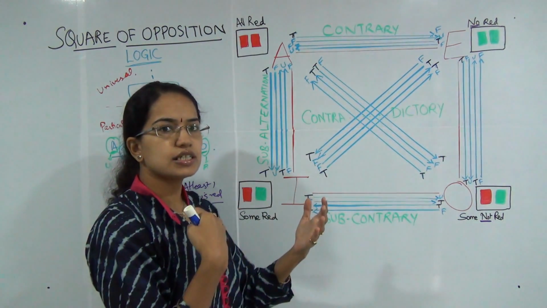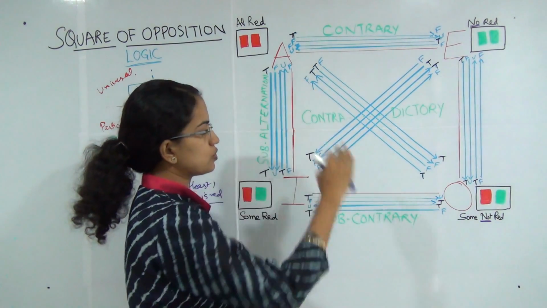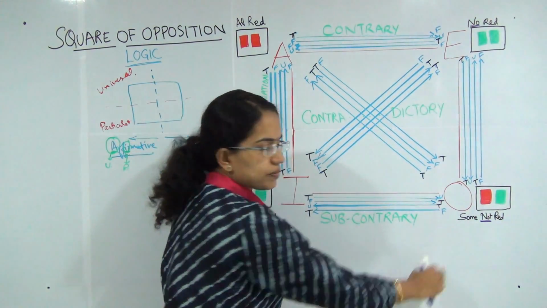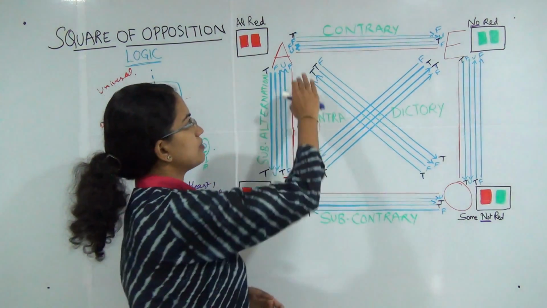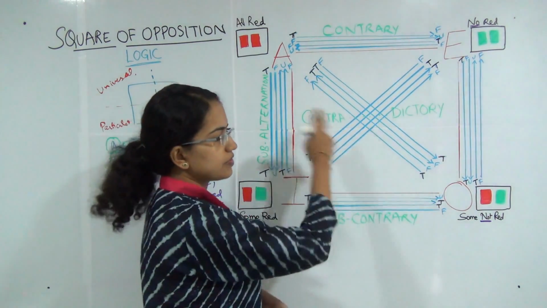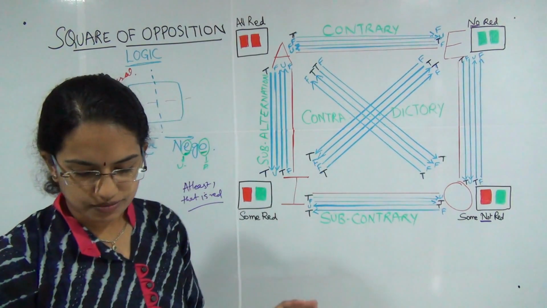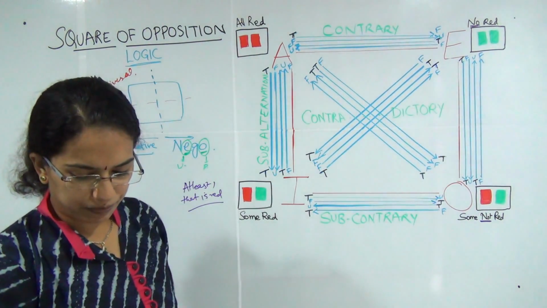That means it opposes one another. So if I am saying A is true, that means O must be false. Or if I am saying A is false, O must be true, and vice versa if we start from O. Okay. So let me first start with A.